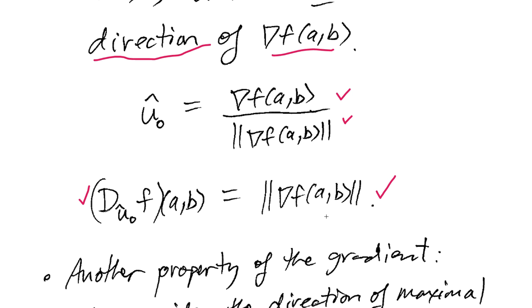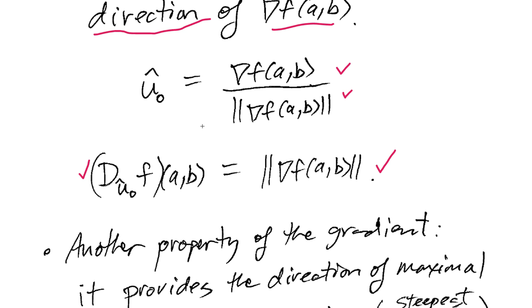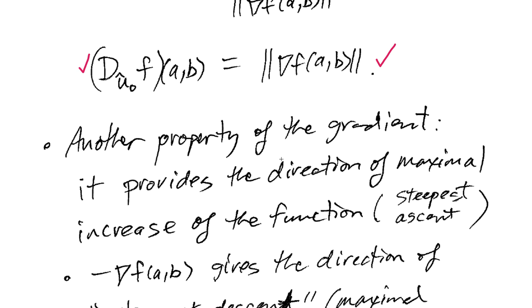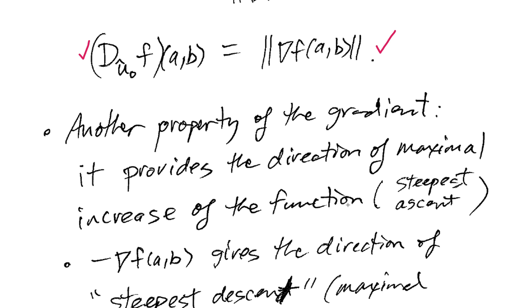So the magnitude of the gradient gives the what? Maximal possible rate of change. The direction of the gradient is the direction you want to go for maximal increase in the value of the function. Okay? So we say this property of the gradient: it provides the direction of maximal increase of the function. Sometimes people will call that steepest ascent, thinking of it as walking along a hill.